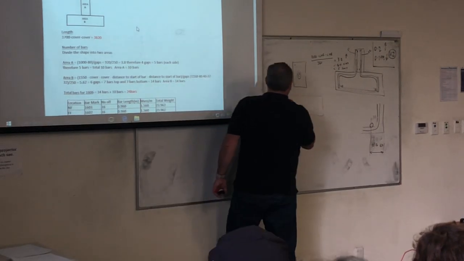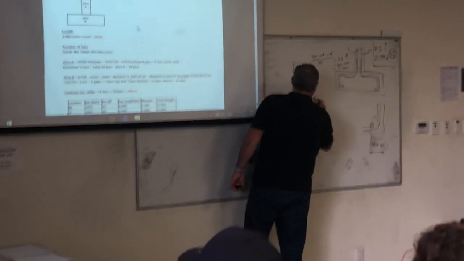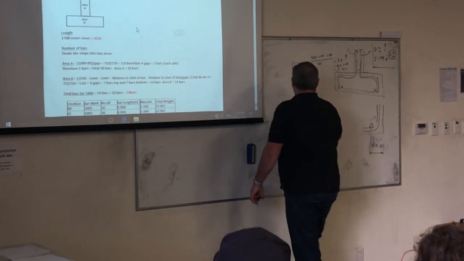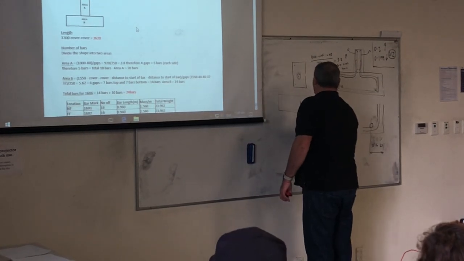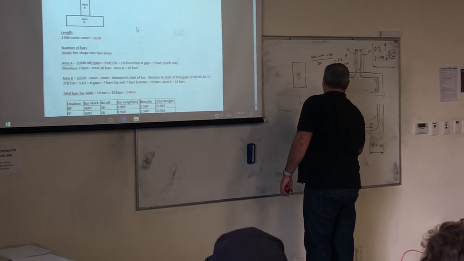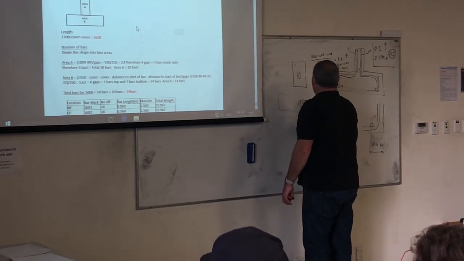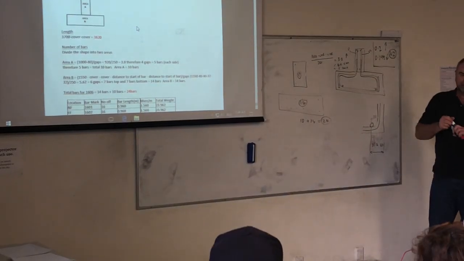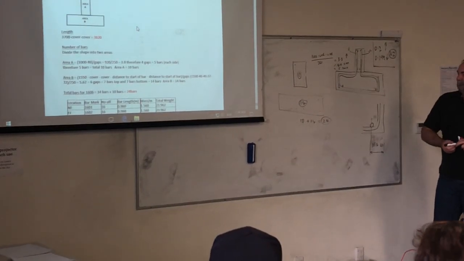So there's 7 bars along here, 1, 2, 3, 4, 5, 6, 7. 1, 2, 3, 4, 5, 6, 7. So that makes 14. So 10 plus 14 equals 24. Sorry guys, in this case 24 is the correct answer for all those that put 24. Okay.